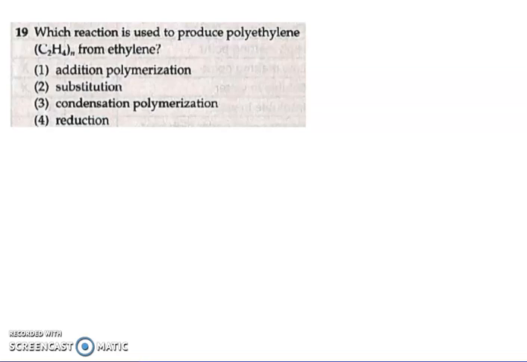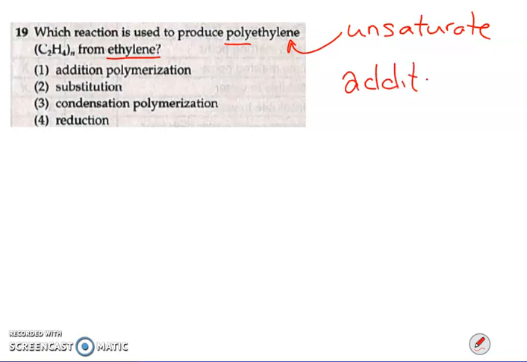The reaction used to produce polyethylene from ethylene. All right, if we're going to do polyethylene, and remember we have an unsaturated compound, these are going to be addition reactions, because they are both starting with a vowel. So they're both going to be polymerization. The correct answer is the addition one.